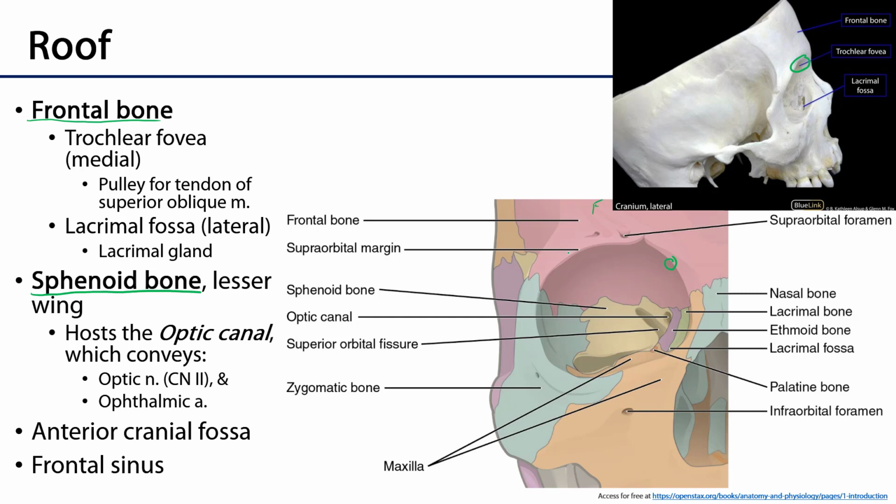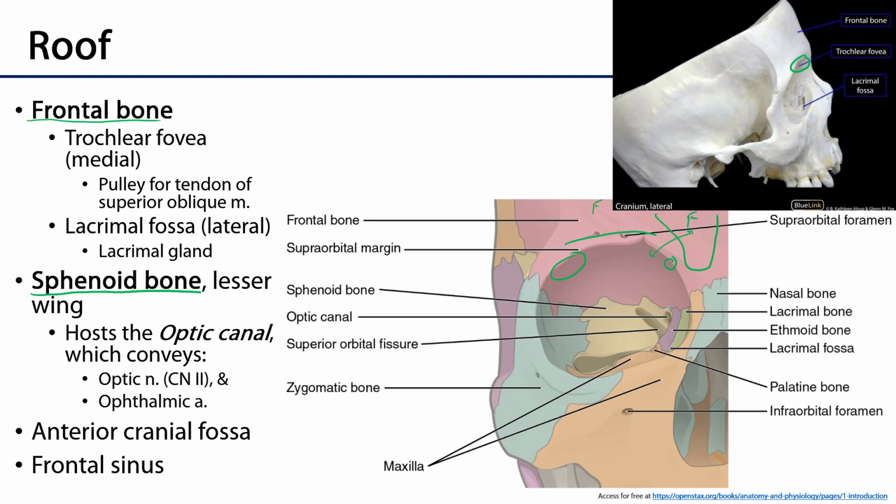Laterally on the frontal bone, we have the lacrimal fossa. The lacrimal fossa is where the lacrimal gland, the gland which produces tears, is going to sit. There is also, within the frontal bone, an irregularly shaped paranasal sinus known as the frontal sinus, which is going to be just on the other side of that frontal bone from the orbit. And as previously mentioned, if we go superior to the frontal bone of the orbit, we'll be within the anterior cranial fossa.